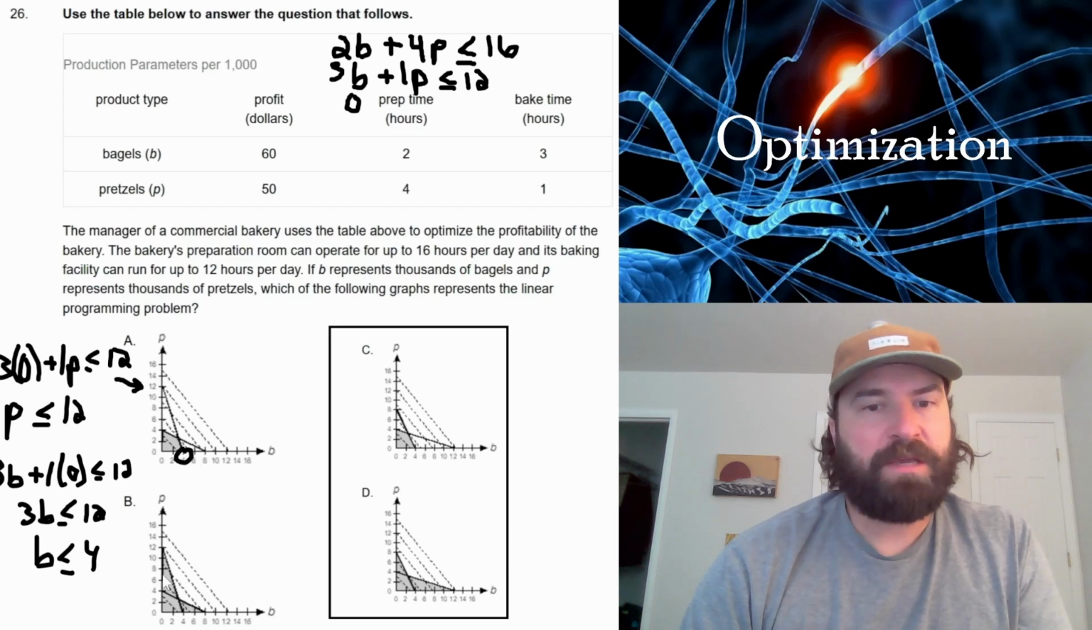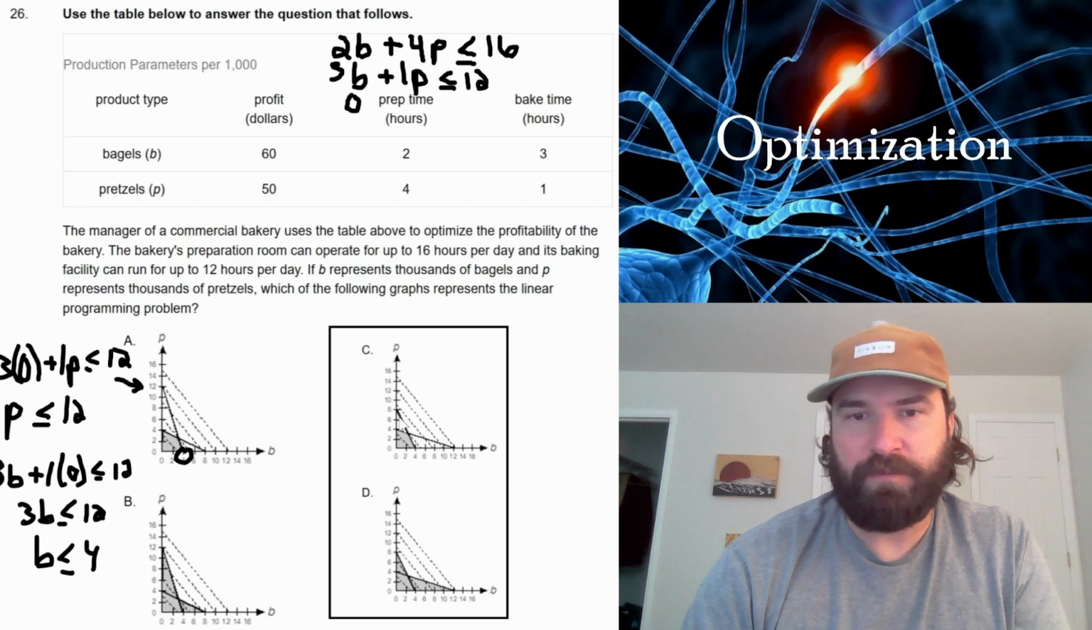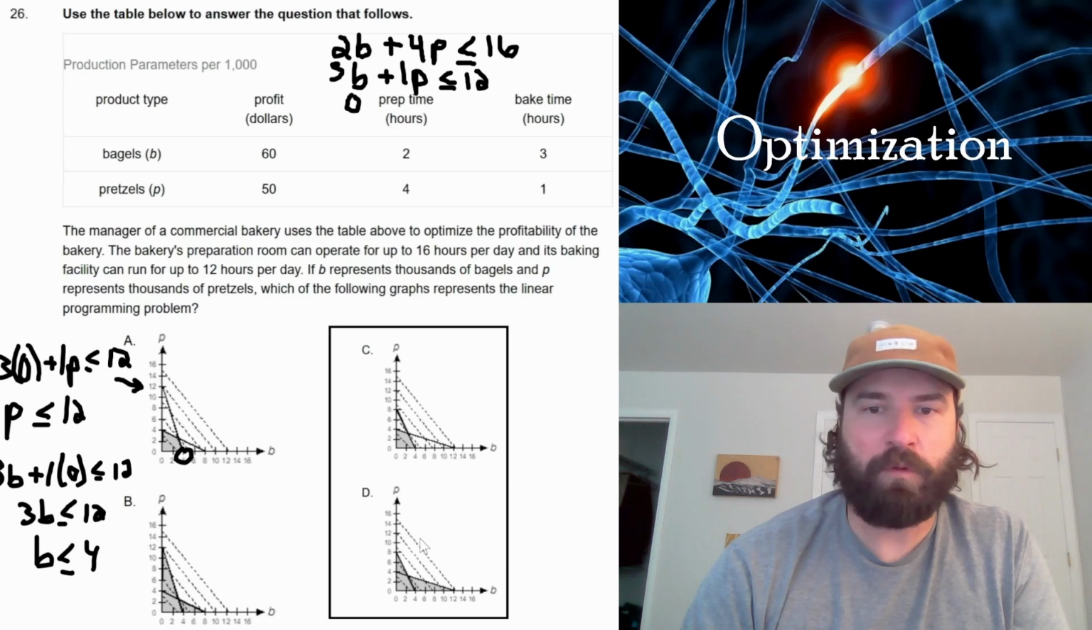So A and B both have that line graphed. So I know that my answer must be either A or B. C and D have the wrong lines graphed. Our intercepts are incorrect. 8 and 4 are not the correct intercepts for this particular equation. So I can immediately eliminate those.